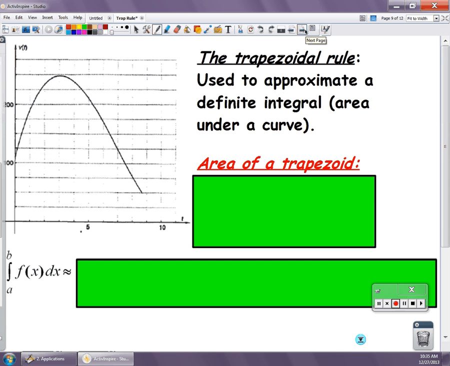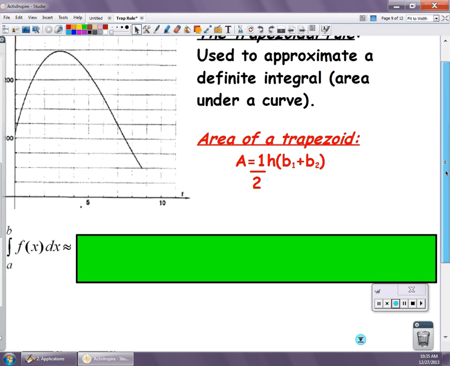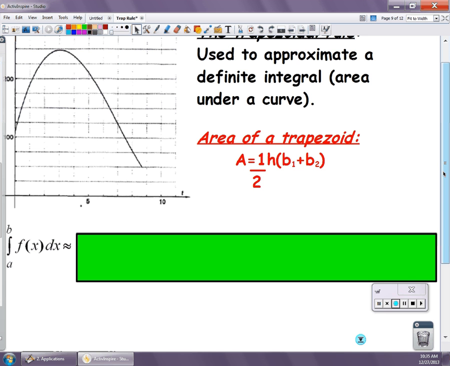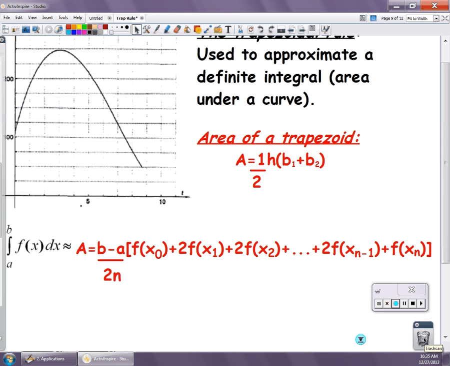So the trapezoidal rule, just as a summary of what we talked about, the trapezoidal rule is used to approximate a definite integral to find the area under a curve. The area of a trapezoid from geometry is 1/2 of the height multiplied by base 1 plus base 2, the sum of the bases. We extend that formula in calculus because we have multiple trapezoids to be b minus a over 2n multiplied by, and this represents, inside the brackets, the sum of the bases.